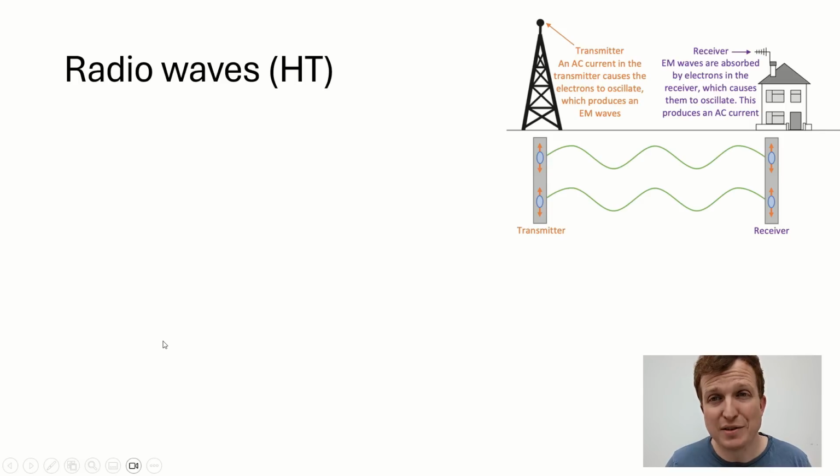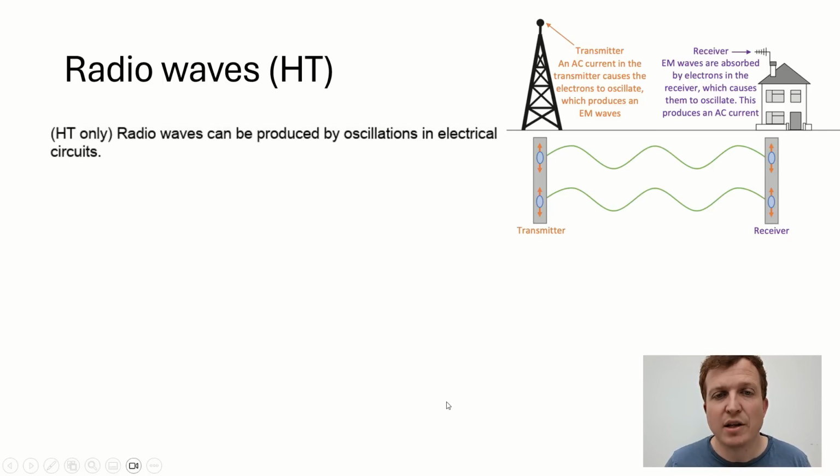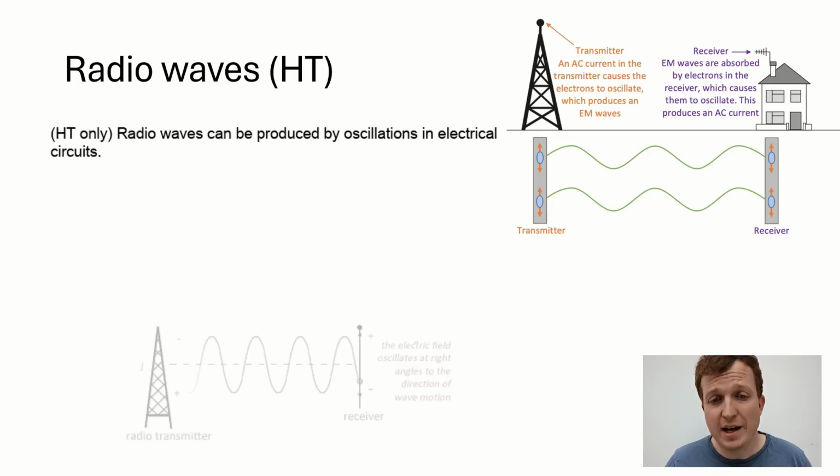Let's talk about radio waves. This comes up so much, combined science, separate science. Being able to describe how radio waves are produced and how they're detected. So on higher tier, we need to know radio waves can be produced by oscillations in electrical circuits. Electrical circuits have electrons in them. When they oscillate, or go up and down, up and down, up and down, they produce radio waves.